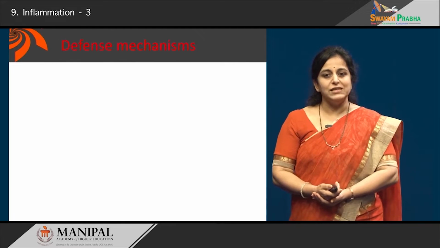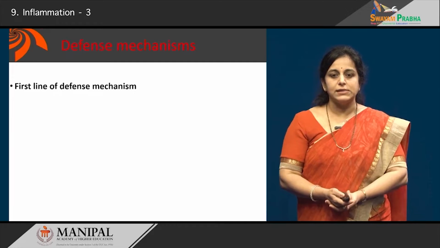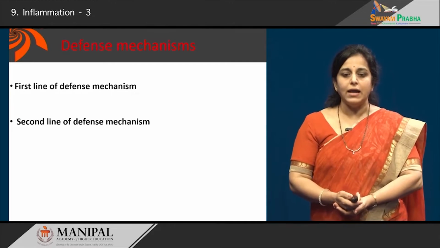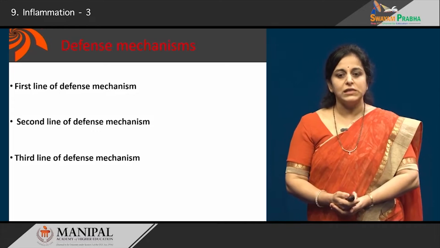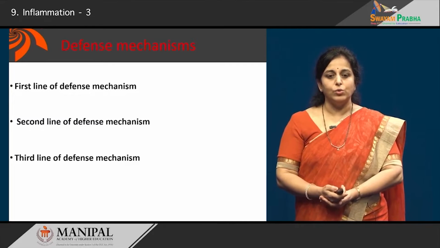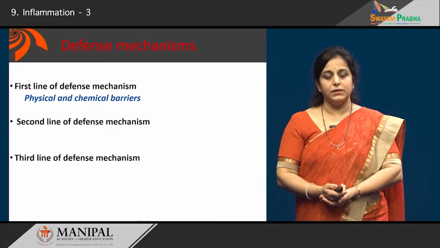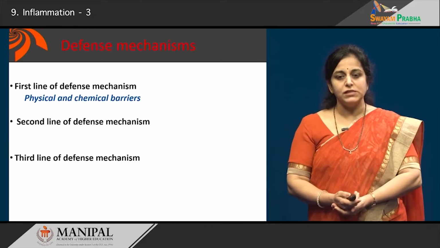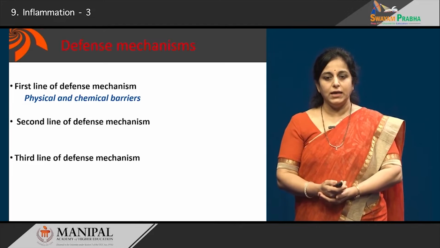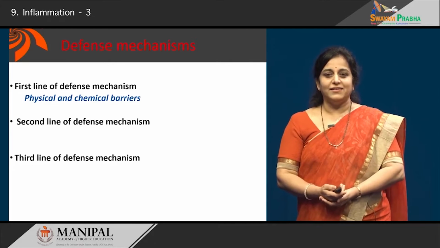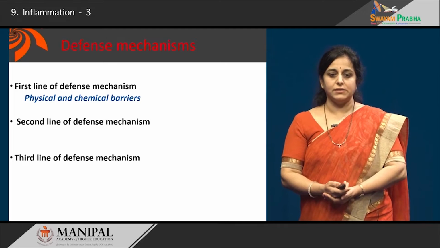We have what is called a defense mechanism. We have the first line of defense mechanism, the second line of defense mechanism and the third line of defense mechanism. Let us see what these mean. The first line of defense mechanism includes various physical and chemical barriers. For example, the skin that covers our body is a physical barrier that prevents any microorganisms from gaining entry into our body. The saliva and tears contain enzymes which serve as chemical barriers.